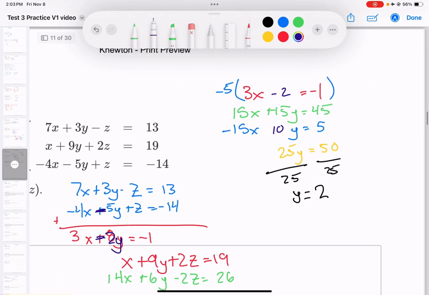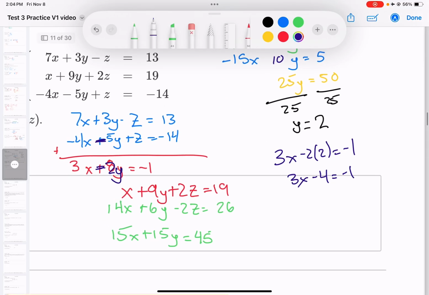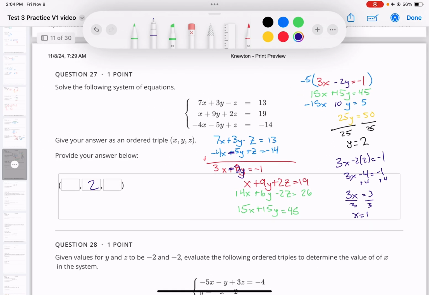Plug it in again. 3x minus 2, 3x, and that equals negative 1. Minus 4 equals negative 1. 3x plus 4 equals 3. Okay, so that's our 1, and then we're going to take that, we're going to plug it in.